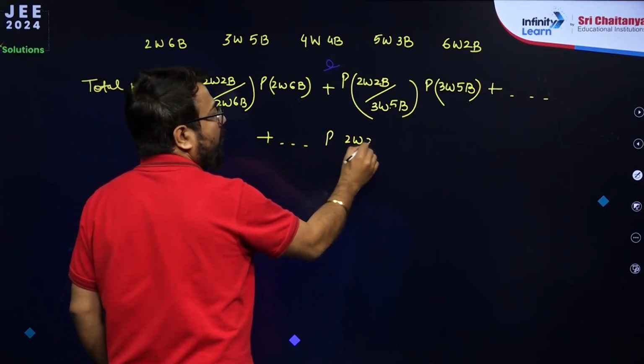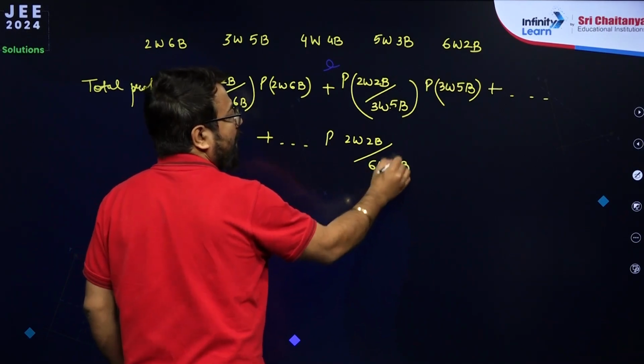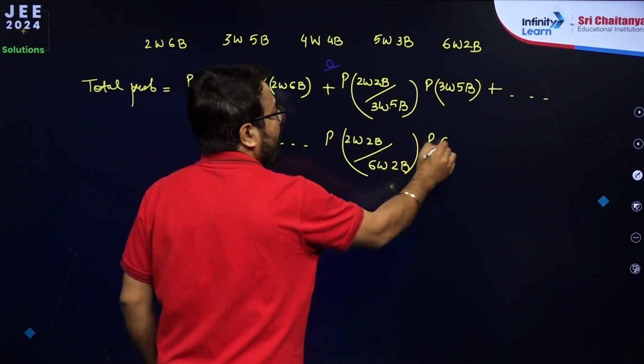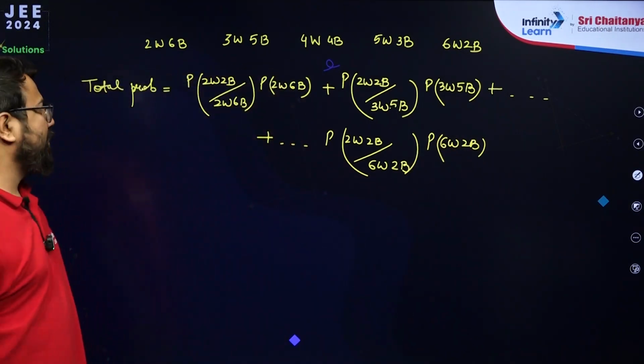And the last case is what? Probability of 2 white 2 black when the bag contains 6 white 2 black, into the probability of 6 white 2 black. I hope you understood how we got this response.